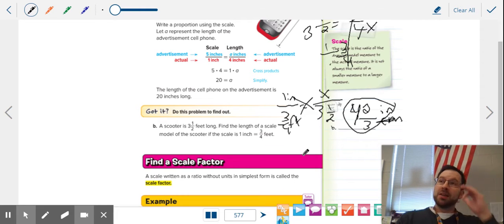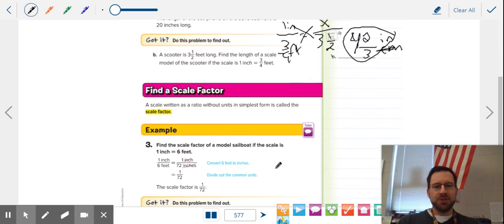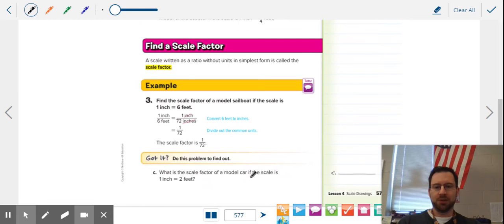All right. Now, scale factor. So that's using your scale to find either the model or the real life object. You set up a proportion using your scale, and it can be 1 to something. It doesn't have to be. It's nice when it is 1 to something. Now, for scale factor, we do need to make sure that it is 1 to something, because this tells us how many times bigger the object is in the picture, or vice versa, how many times smaller the object is, depending if it's shrinking or enlarging.